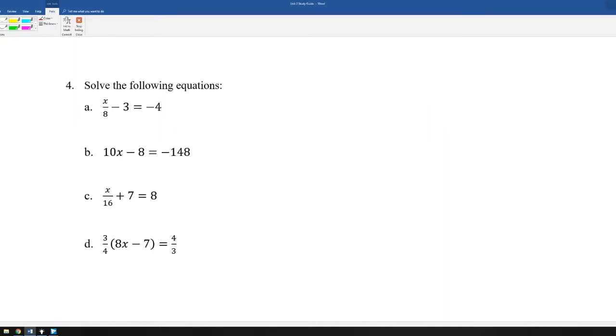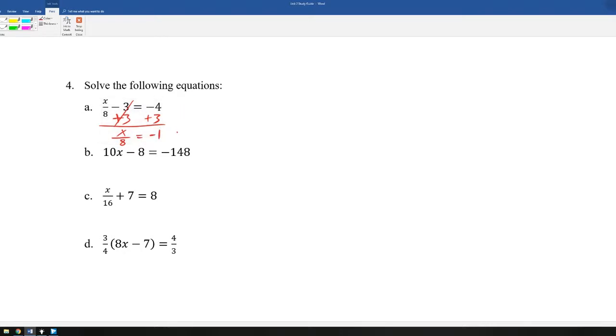Number 4, solve the following equation. So again, we're trying to isolate our variable, which is x. And, well, we have a term that doesn't have an x on the left-hand side, minus 3, right, or negative 3. How do you get rid of a negative 3? Plus 3, right? But just remember what you do to one side, got to do to the other. So when you do that, these cancel out. You'll have x over 8 equaling negative 1.